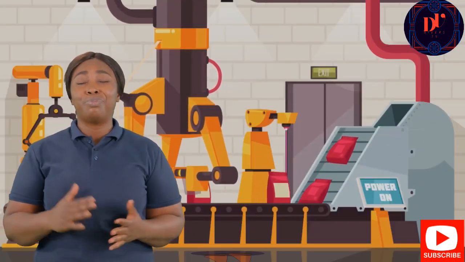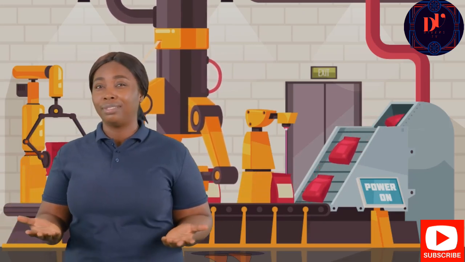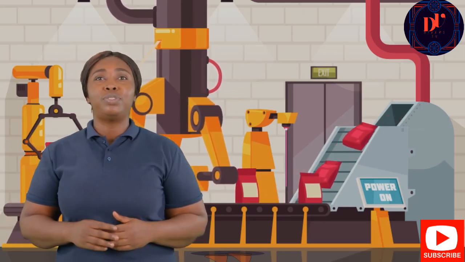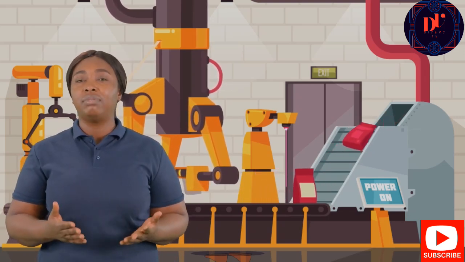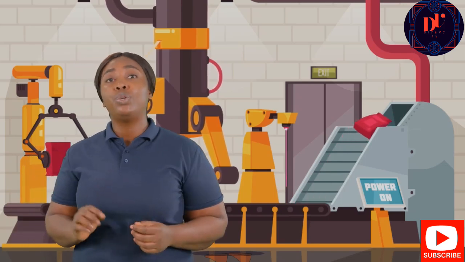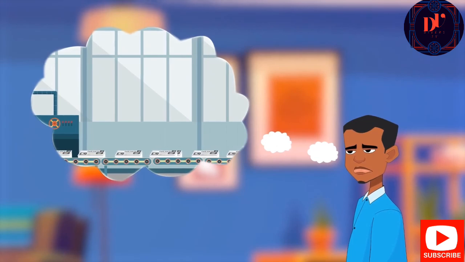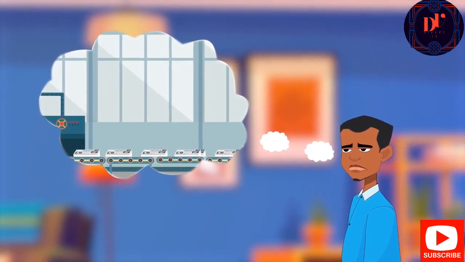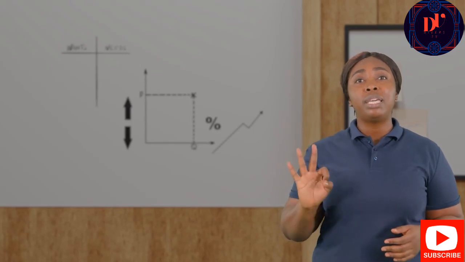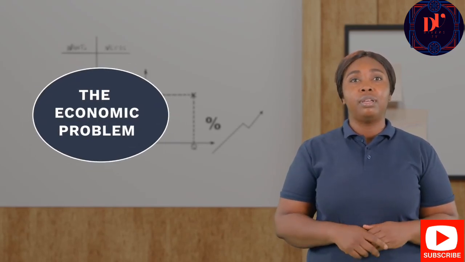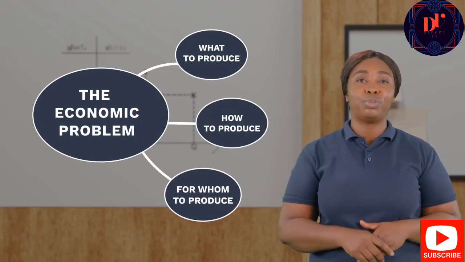Imagine you want to establish a big company. To do that, you have to know what you want to produce, right? Of course. You also have to know how to produce and what you intend to produce. Again, you have to be sure about who you're producing for. If you're unable to answer these three questions, well, you might not be able to establish this big company you intend to. You see, every society is faced with three basic economic problems. These include what to produce, how to produce, and for whom to produce.